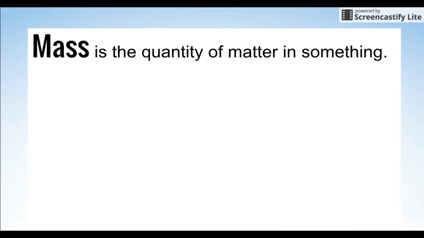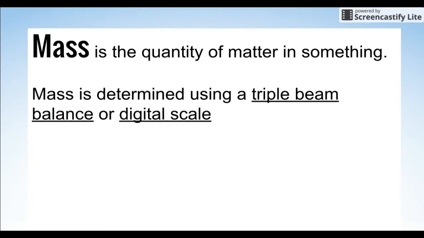The first type of measurement is the mass. Mass is the quantity of matter in something. If you remember, the word quantity sounds a lot like the word quantitative, which lets us know that we're measuring and getting a number as our answer. When we look for mass, we use the instrument, a triple beam balance or a digital scale. This year in 6th grade, you will be using both of these instruments.